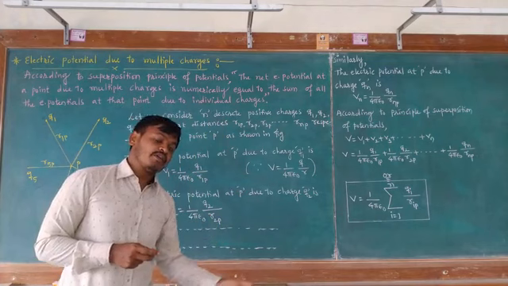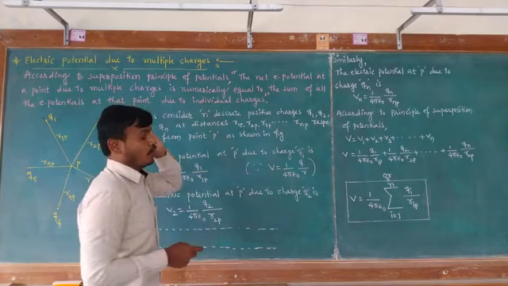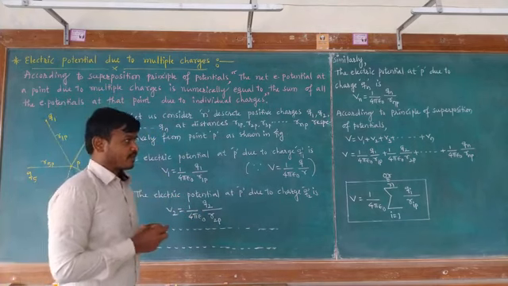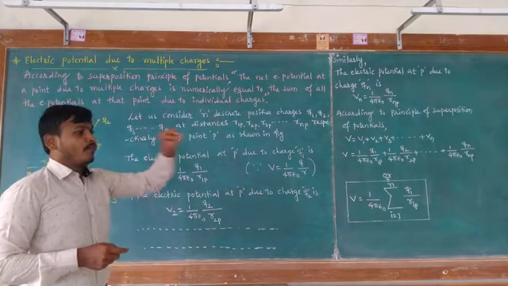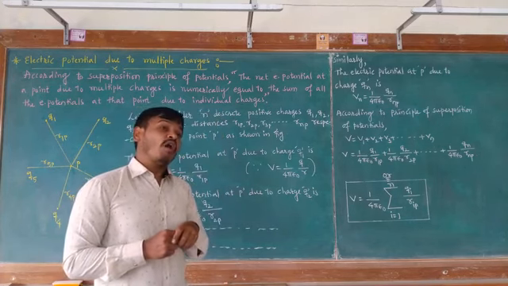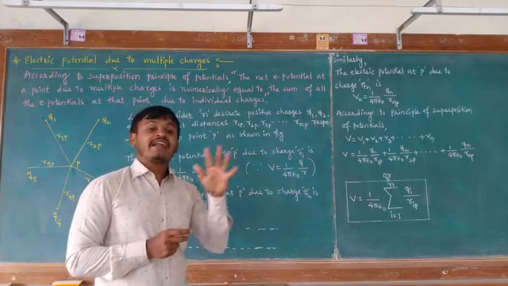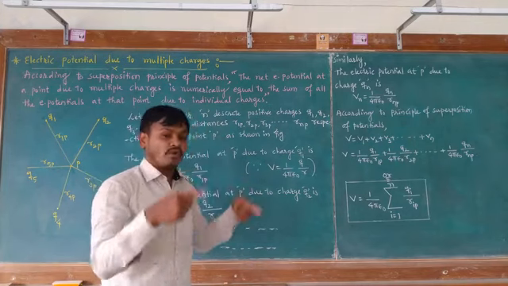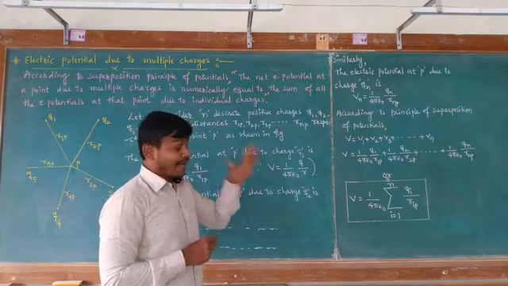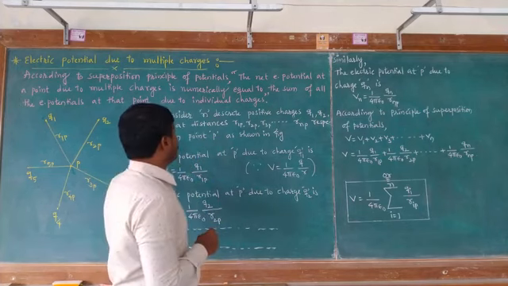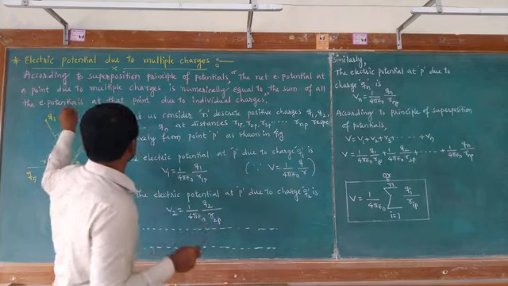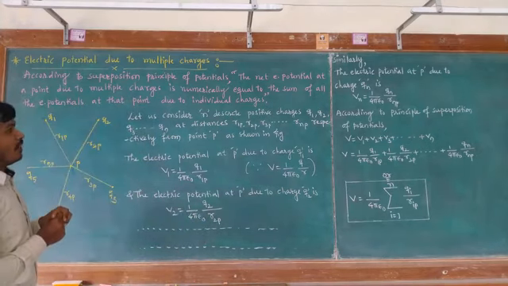And the next concept from your syllabus point of view is the electric potential due to multiple charges. It means if the point P is surrounded by a number of other charges, then what amount of electric potential is there at that point due to this system of charges? This can be calculated by making use of the principle of superposition of electric potentials.